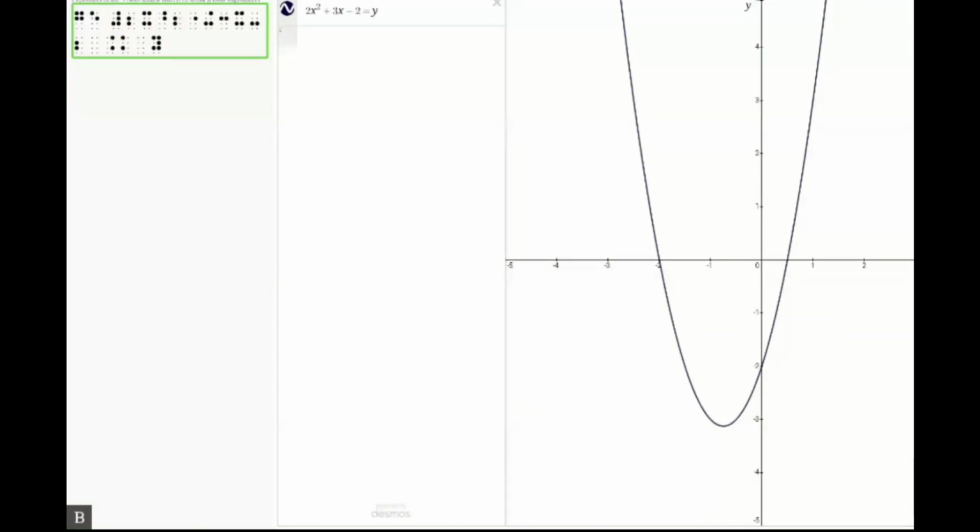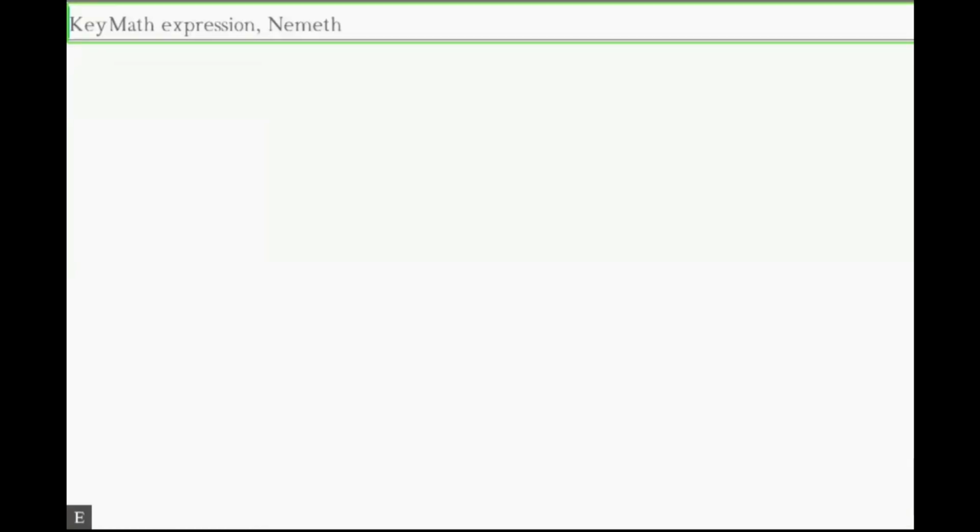So now I'm going to graph another expression by pressing space with the letter N. KeyMath expression, name of edit box. And I'm going to type in x plus 4 equals y, and press the Enter key.